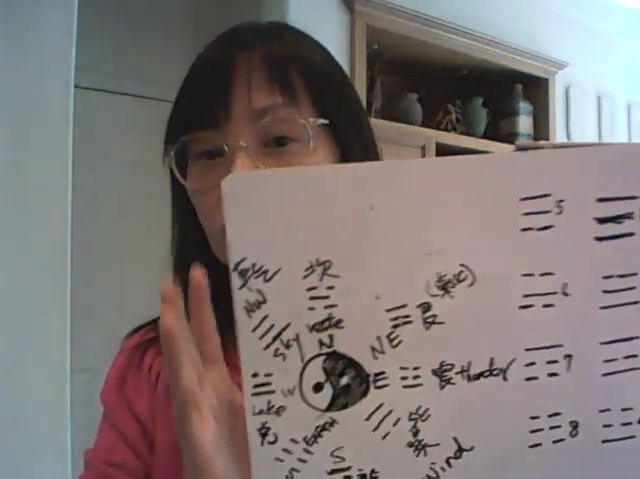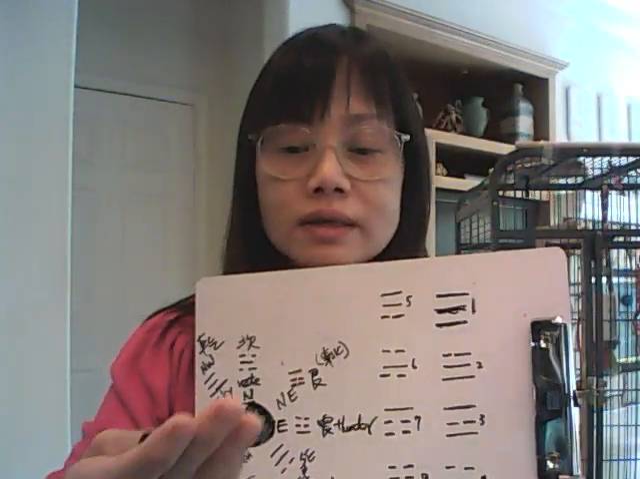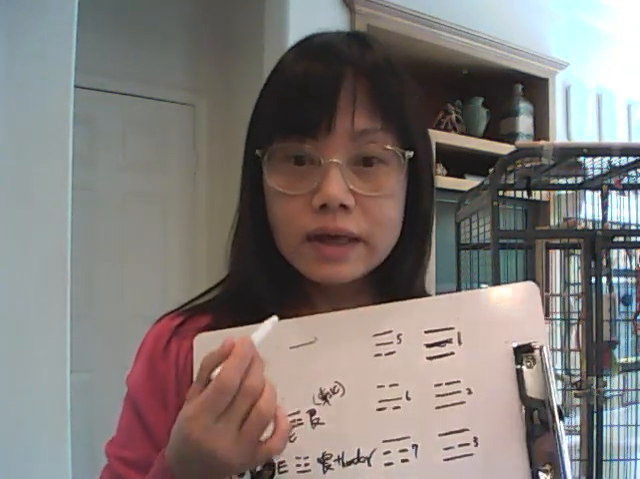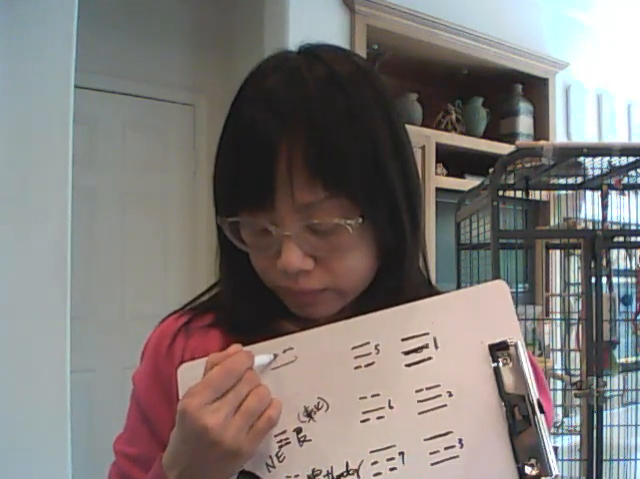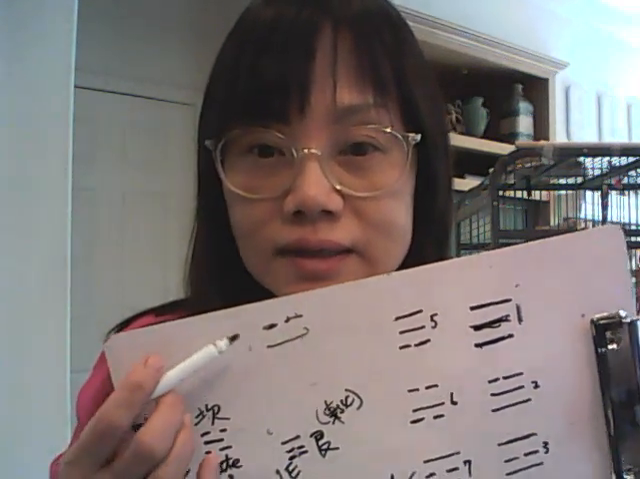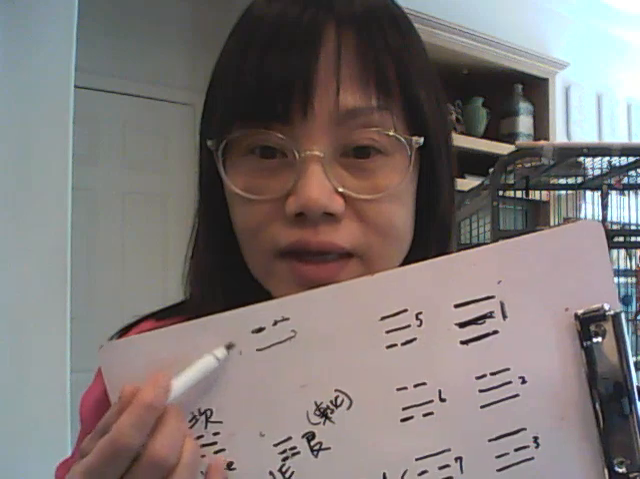Hello, hi. Today I will continue teaching how to set up hexagrams and basic I Ching philosophy. We will see that the I Ching was created from two basic symbols. One is the yang symbol, and one is the yin symbol.